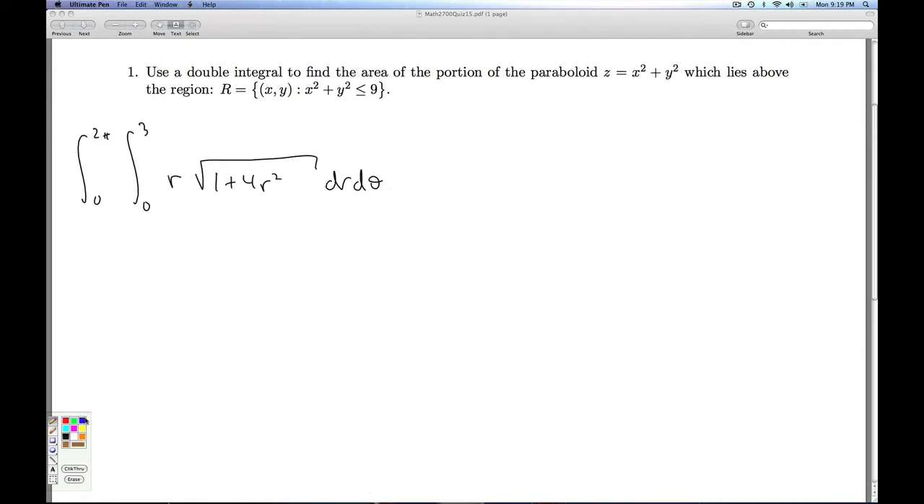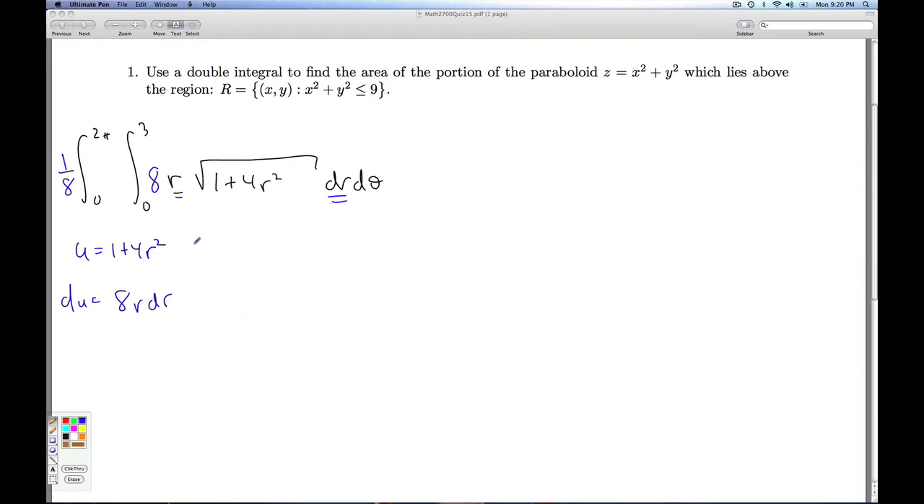Alright, so there's that integral. I'm going to look for a u substitution because the derivative of the inside of the radical is sitting right out here to help me. So I'm going to let u be 1 plus 4r squared. So du is 8r dr. I have 1r dr. I can take care of the 8. I can multiply the inside by 8. I'll factor an 8 out front, and I might as well take it all the way out front.